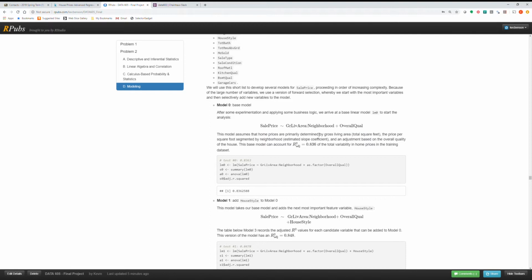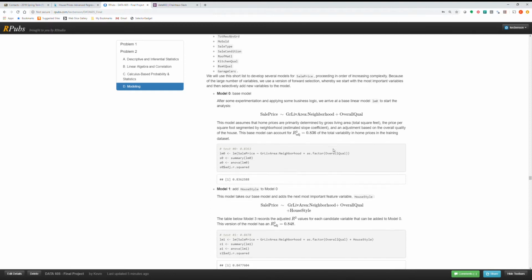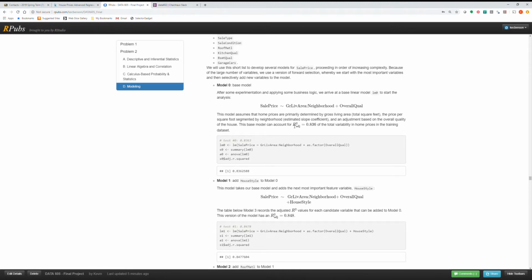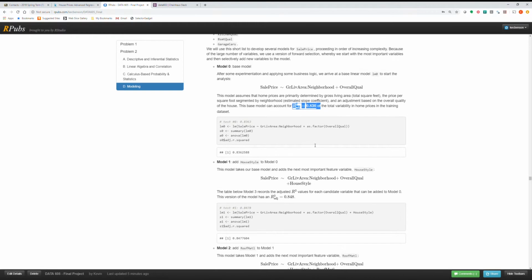Here the rationale was quite simple. It was to arrive at a pricing metric per square foot, where the pricing metric is differentiated by neighborhood, and then to apply an adjustment based on the overall quality of the house. That base model has a surprisingly good R-squared of roughly 84% using only 3 variables.